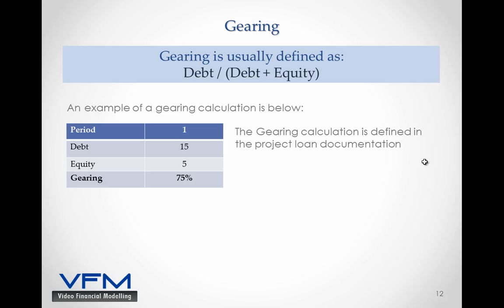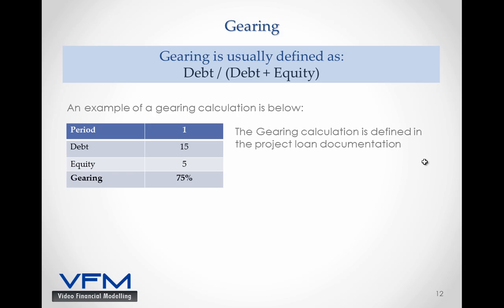Now we're going to look at gearing. This is a very simple definition of gearing. As always, the gearing calculation is going to be defined in the project loan documentation. So once again, your credit agreement or your facilities agreement will contain the definition of gearing for the project. Gearing is usually defined, and like I said, this is a simple definition, as debt divided by debt plus equity.